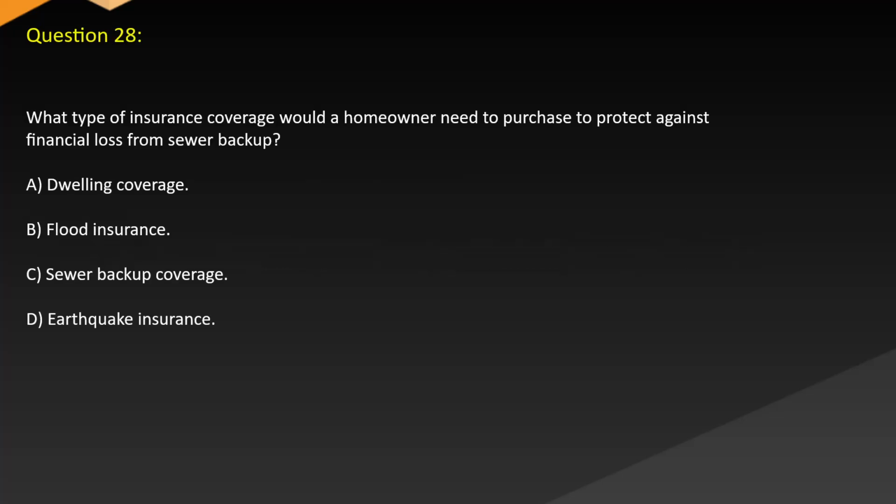Question 28. What type of insurance coverage would a homeowner need to purchase to protect against financial loss from sewer backup? A. Dwelling coverage. B. Flood insurance. C. Sewer backup coverage. D. Earthquake insurance.